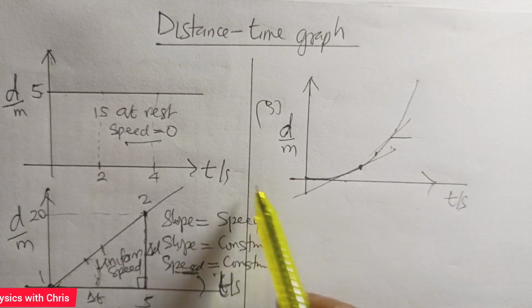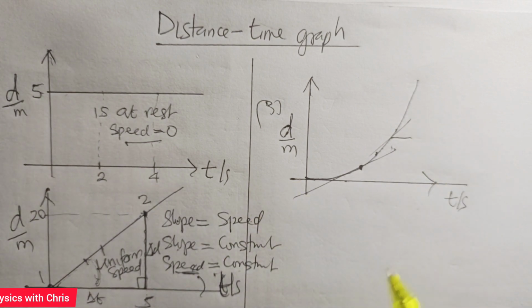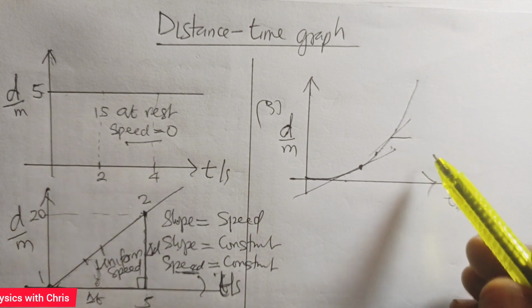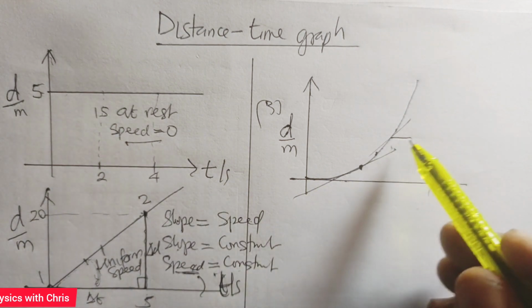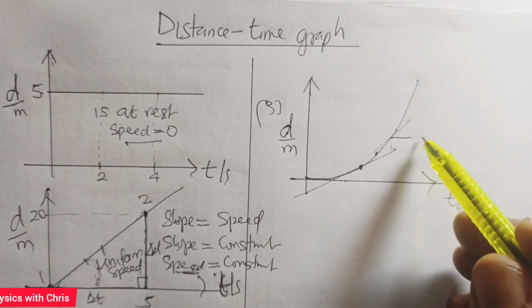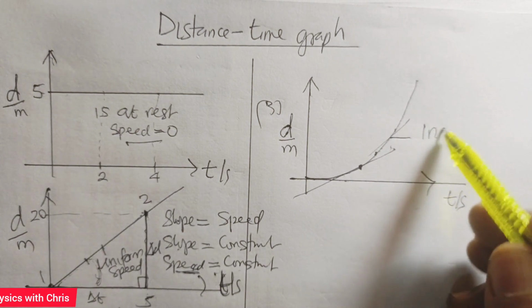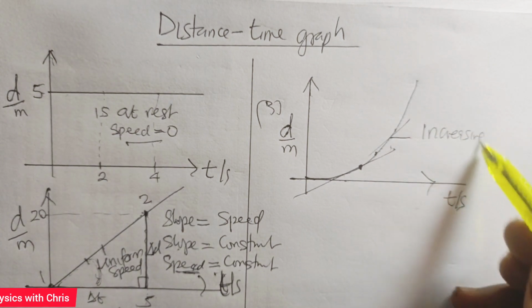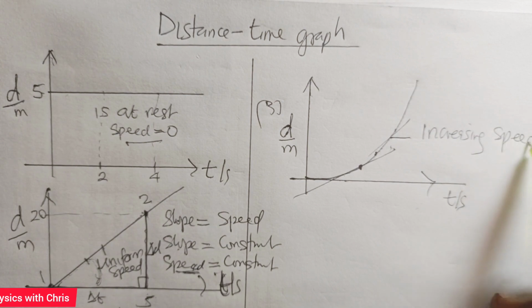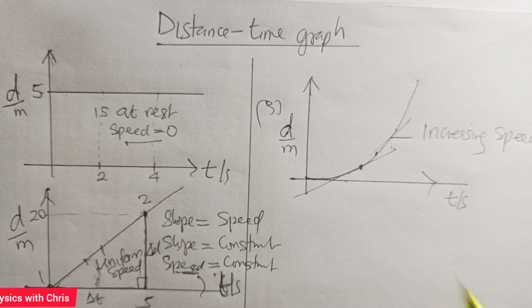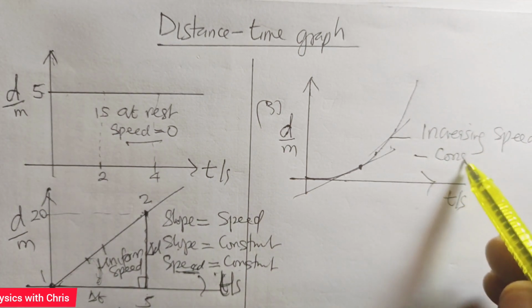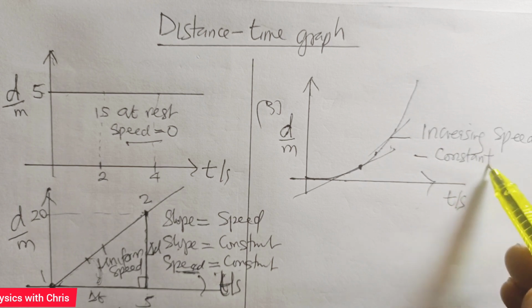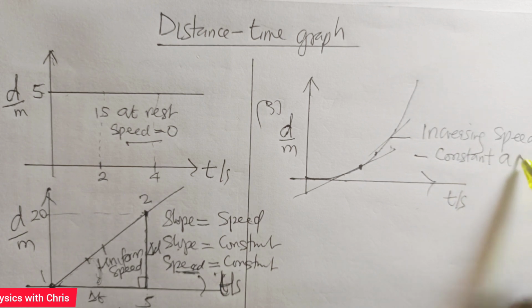And since this graph is a continuous curve, it means that the slope is changing, so the speed is changing. So this is a graph of increasing slope. And since slope is speed, it's the graph of increasing speed. So we can write: the graph of increasing speed. And if the speed increases at a uniform rate, we say this is the graph of acceleration. If the rate of increase is uniform, then it is a graph of constant acceleration.